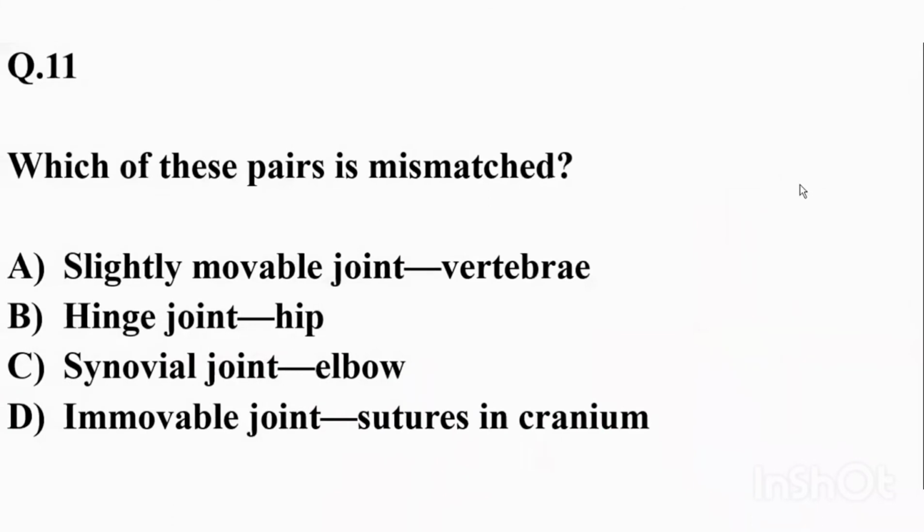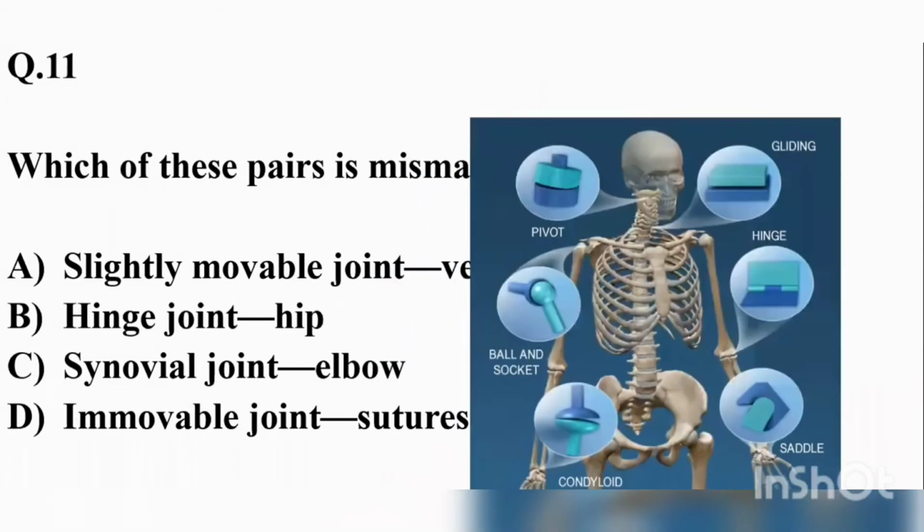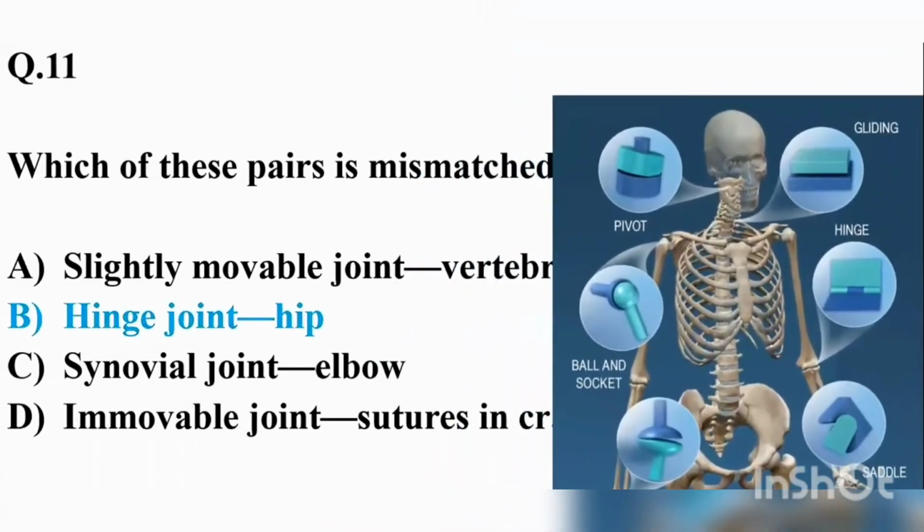Which of these pairs is mismatched? We know slightly movable joints are vertebrae, cartilaginous joints. Hinge joints are found in digits, elbow, knee, but they're not found in hip. So beta is the mispair. Synovial joints, elbow, yes, it's an example, and immovable joints are sutures in the cranium.